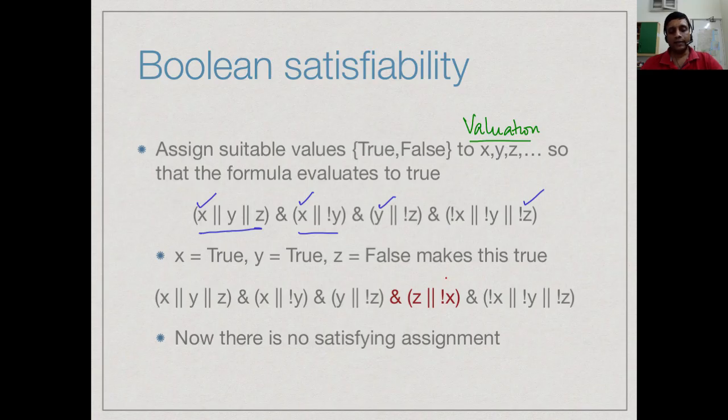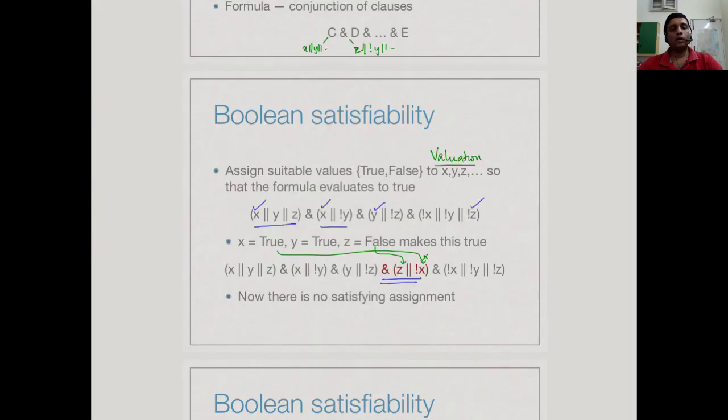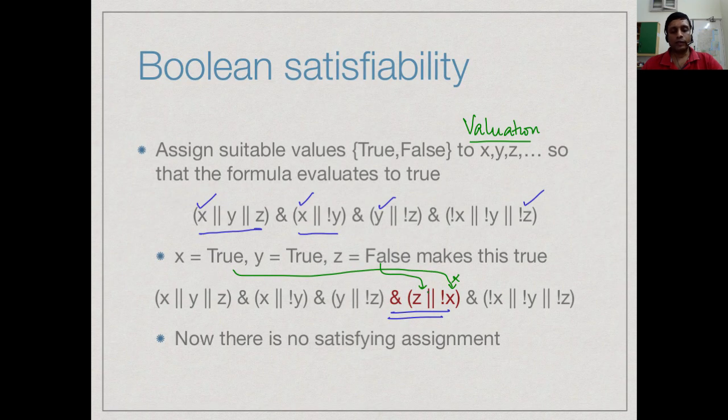Now, if I add this extra clause to the same formula, it turns out there is no way of assigning true or false to x, y, z to make it true. You can check that this particular valuation doesn't work, because this clause says not z, but z is false, so not z is true, hmm, and not x is false because x is true. So this is false or false. So this clause actually evaluates to false. So this particular valuation which made the first formula true doesn't make the second formula true. And in particular, no valuation will actually make it true.